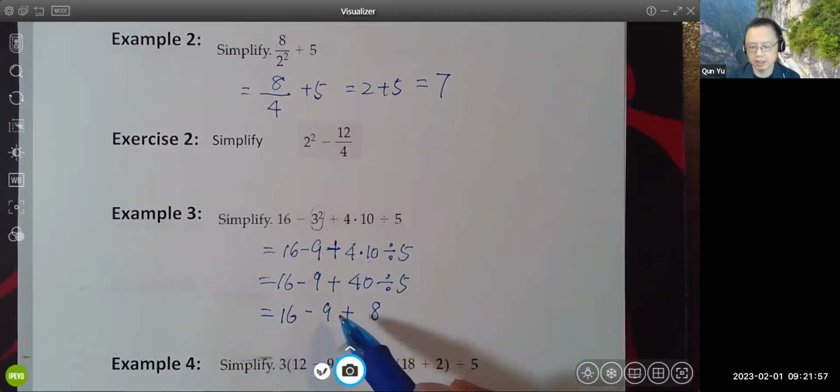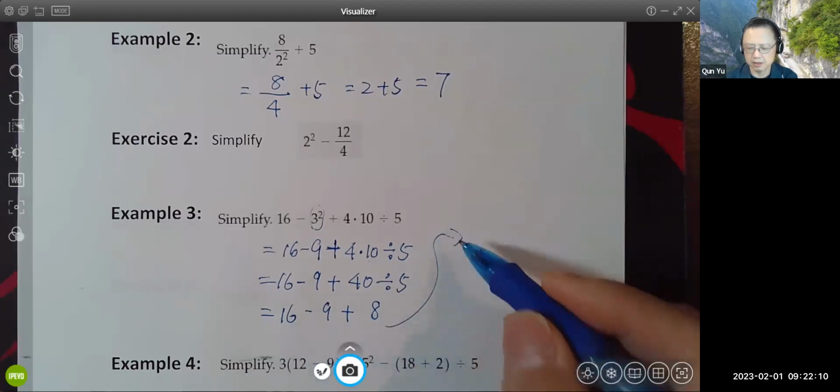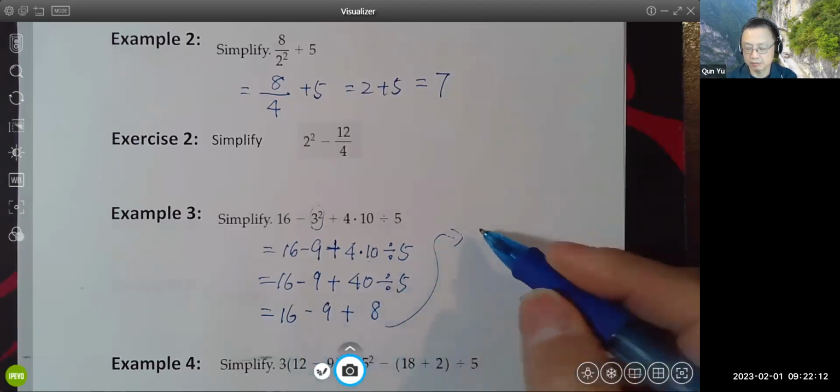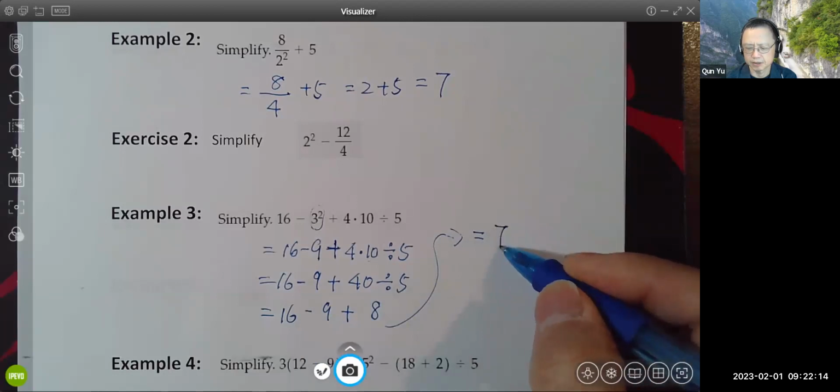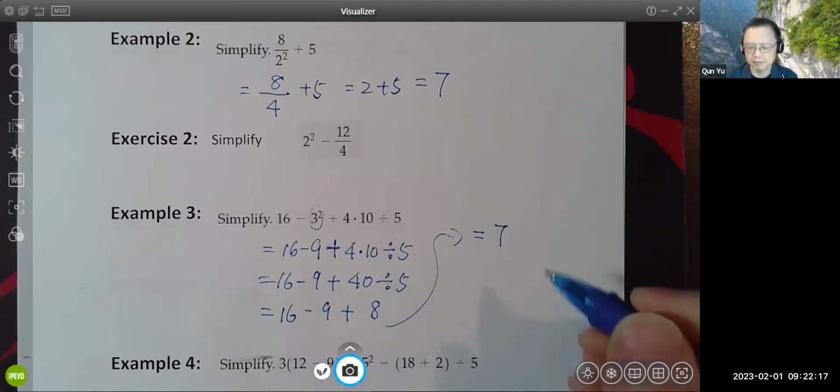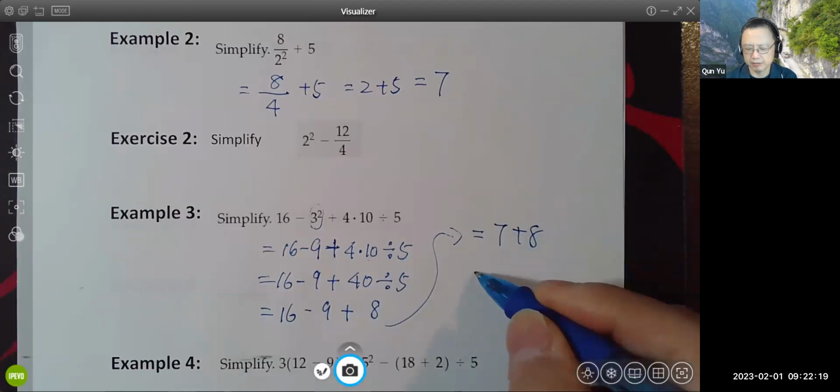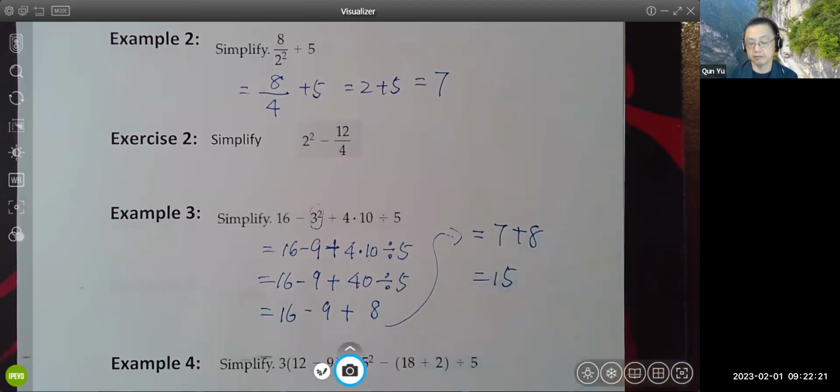Now, we only have plus and minus left in this whole thing. And between subtraction and addition, there's no priority. We do it from left to right. 16 minus 9, that's 7. 7 plus 8, that's 15. So the final answer is 15. Right?